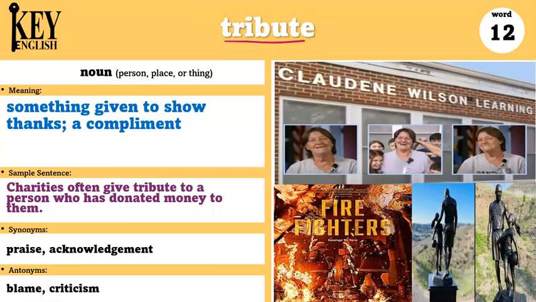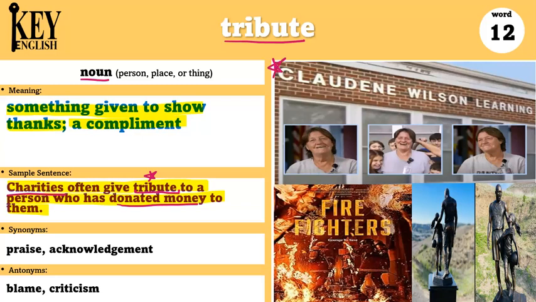Our final word is tribute. Tribute is a noun, and tribute is something given to show thanks, a compliment. For example, charities often give tribute to a person who has donated money to them. So in this sentence, tribute just means that you are doing something to show thank you to the person that did something good. So a charity is a place that collects things like money or food or old clothing from people to give it to the poor. And if someone donated money to that charity, then they might get tribute. They might get a thank you from the charity.